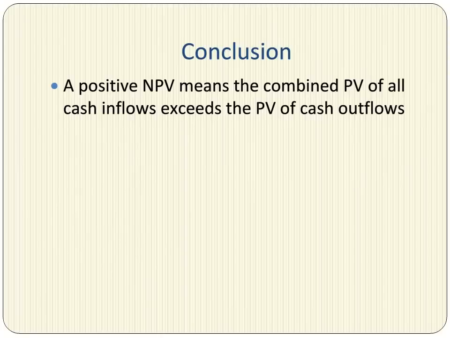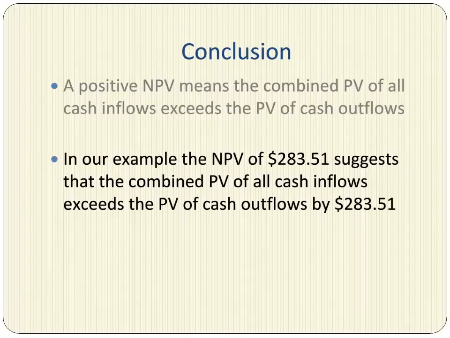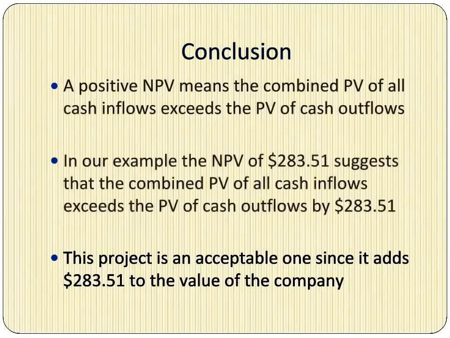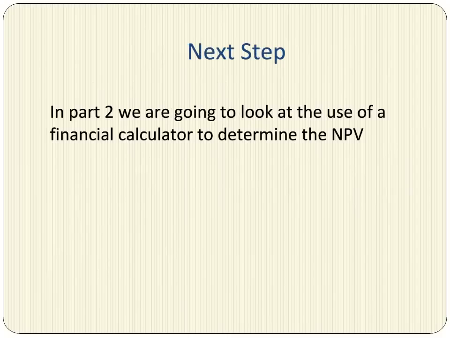First, a positive NPV means that the present value of all cash inflows exceeds the present value of cash outflows. Second, a positive NPV of $283.51 means the present value of cash inflows exceeds the present value of cash outflows by $283.51. This is a good investment since it adds $283.51 to the value of the company.